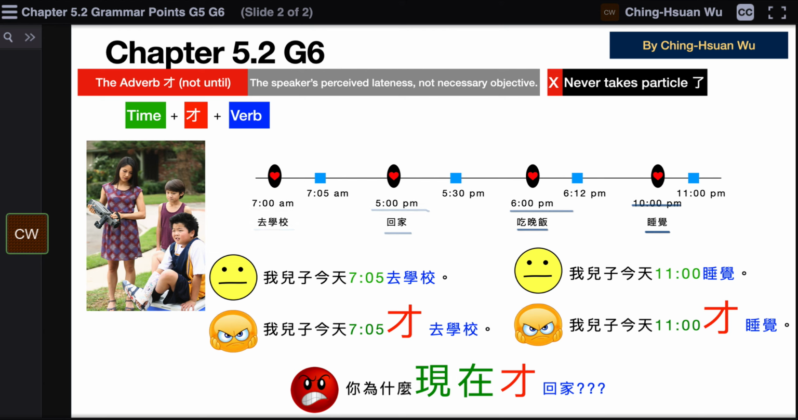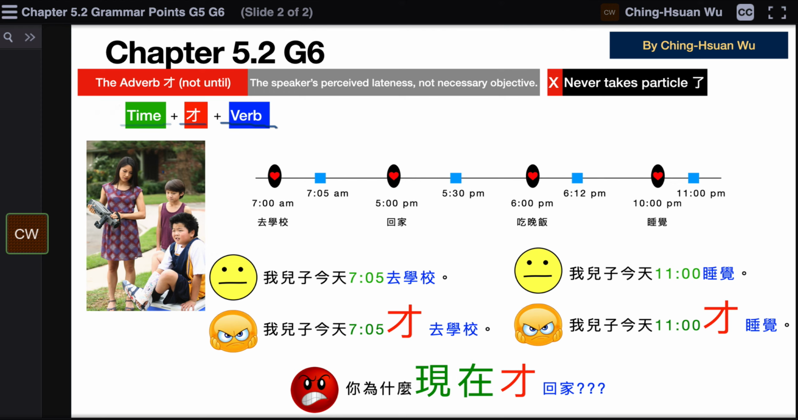For example, if today, instead of 7 o'clock, the kids go to school at 7:05, how can she express that lateness and her frustration? 才 is the word that she will use. Before we take a look at the examples, let's take a look in terms of structure, how 才 is used. You will need to have a time. And then add 才. After that, you indicate the action.